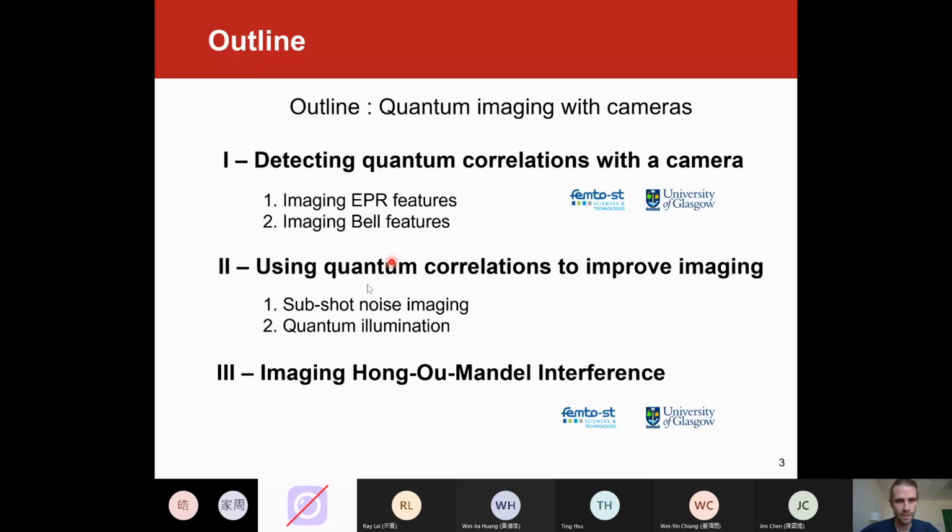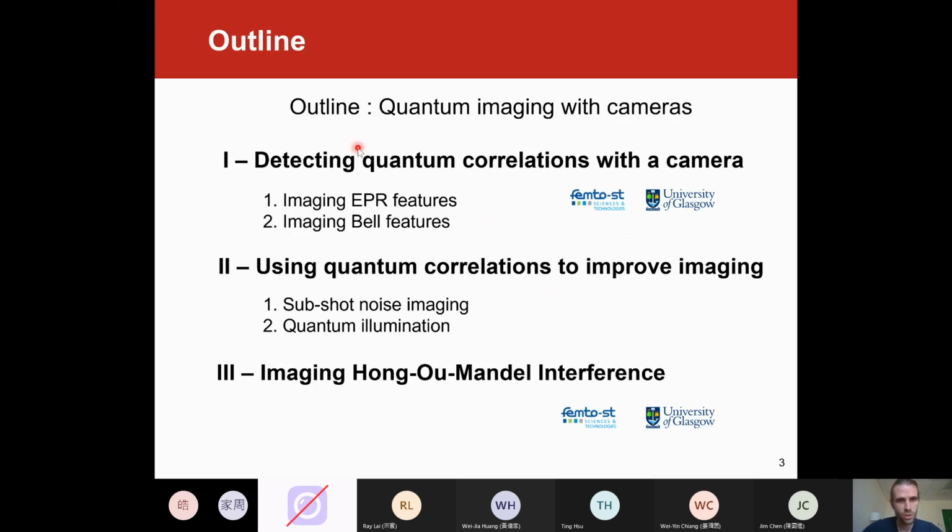I've separated that into three parts, actually. In the first part, I'll talk about a few more fundamental realizations of detection of entanglement in images. I should say those realizations have a lot of loopholes, so I should pick my words carefully: it's more the detection of entanglement features in images.